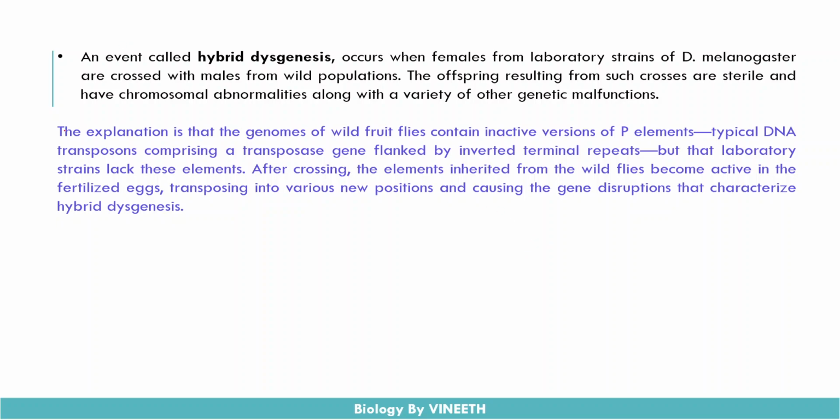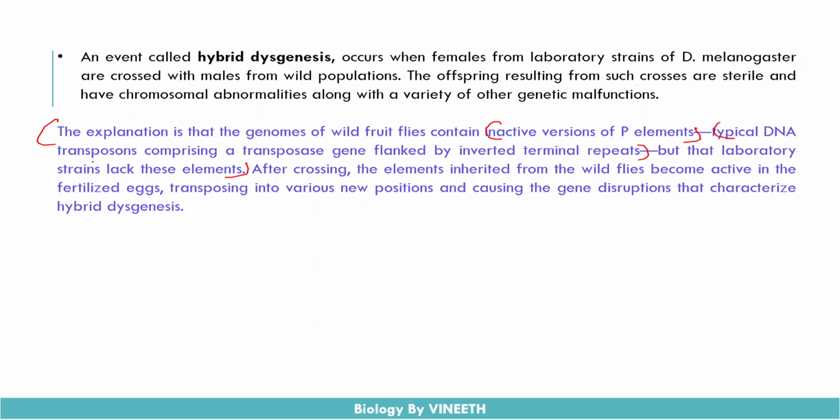The explanation for hybrid dysgenesis is that the genomes of wild fruit flies contain inactive versions of P elements. That means the P elements found in the wild male fruit flies are inactive, while they are typical DNA transposons comprising the transposase gene flanked by inverted terminal repeats. But the laboratory strains lack these elements. So the laboratory strains don't have these P elements at all.